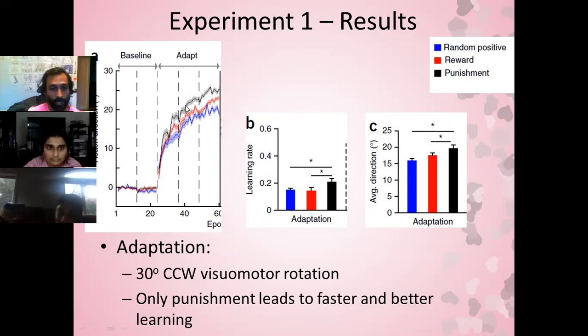So what you see here is the black line is the highest. They're the ones who are able to do the task the best, and that's the punishment group. So only the punishment group leads to the faster and better learning. Okay, so that's kind of scary, that punishment, and then we can talk about this.